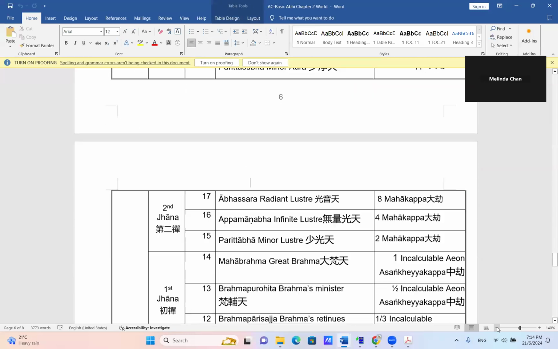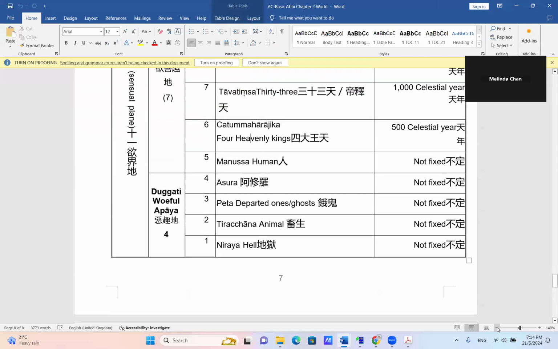Okay. So the answer, if you have memorized the table. Why is memorizing the table important? Because you just need to memorize one time, because all these 31 planes of existence will be repeated in all the Tipitaka. So once you are able to remember health, animal, peta, asura, most of you get the answer right, except some of you cannot remember the word tiracchana. Tira actually means cross, like going across. So asura, peta, most of you get right.